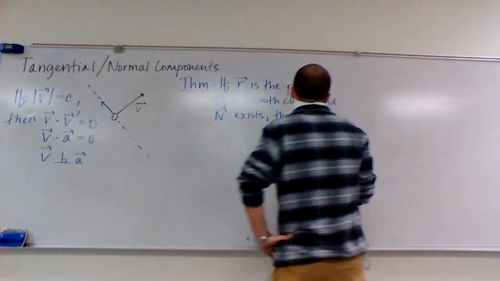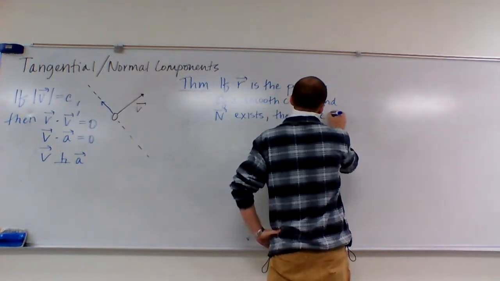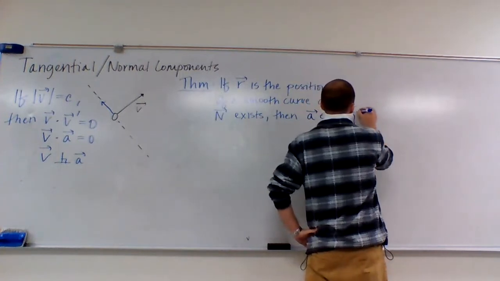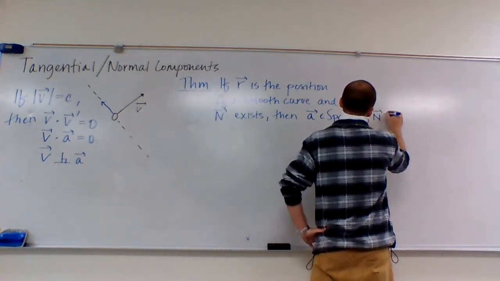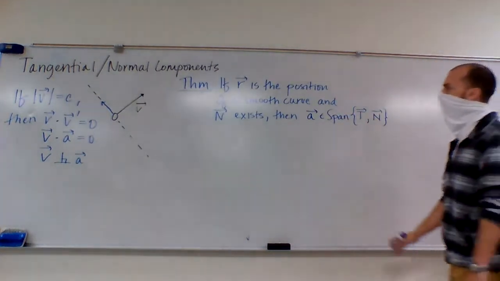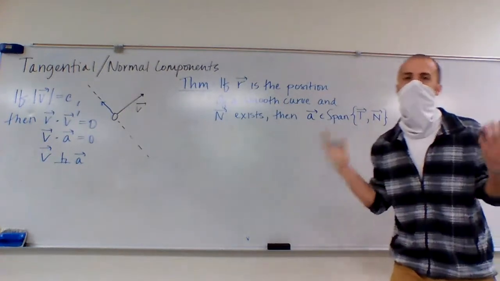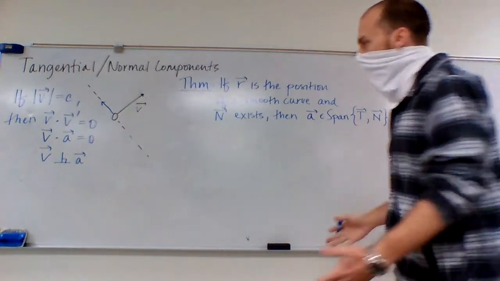Okay, so then A is an element of the span of the unit tangent vector and the unit normal vector at that particular time. Probably this should say A of t is an element of the span of T and N of t at a given time. But you see what I'm saying. Okay, so I'm going to prove this for you.